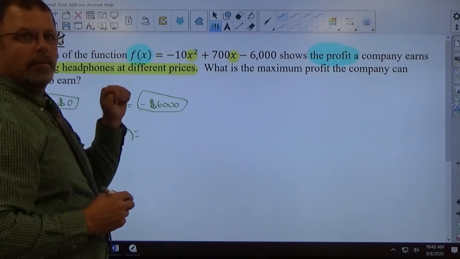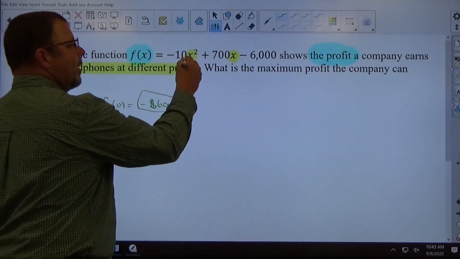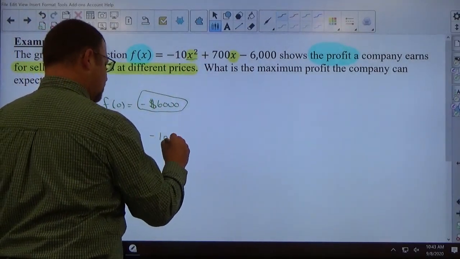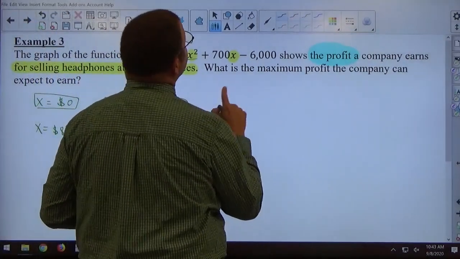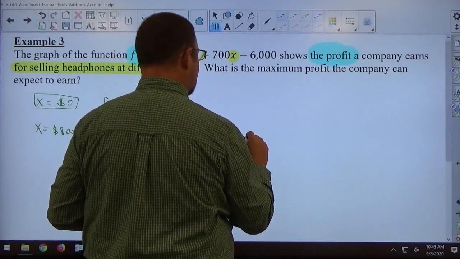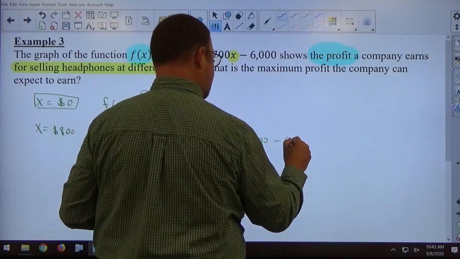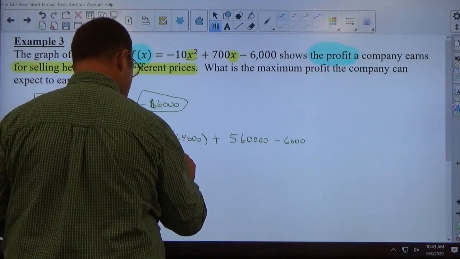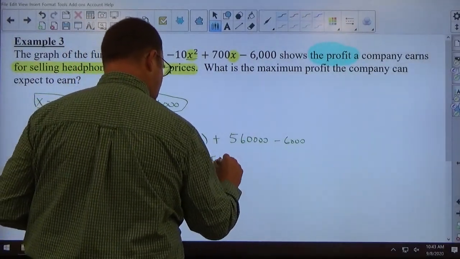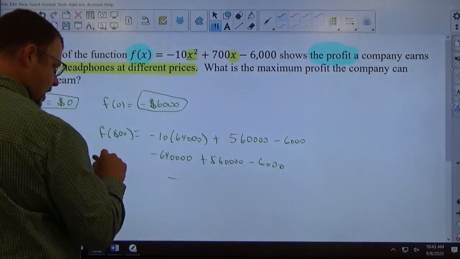Should we put in our own numbers? Well, I'm just throwing in a few numbers just to see. There's a way to do this problem. I'm just trying to get a feel for what's going on with the function first. So if I put 800 in, 800 squared is 64,000. So we get negative 10 times 64,000. And then 700 times 800 is 560,000, and then minus 6,000. So negative 640,000 plus 560,000 minus 6,000 comes out to negative $86,000.